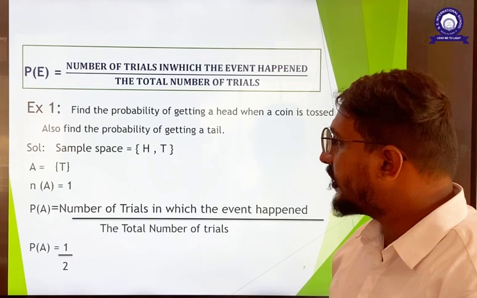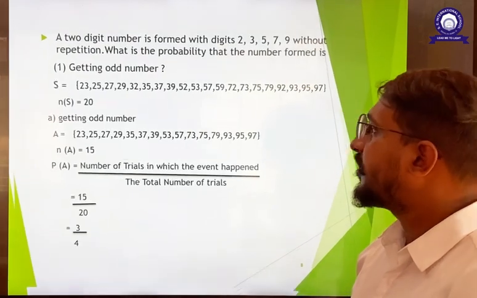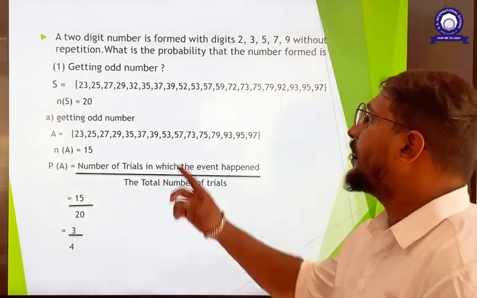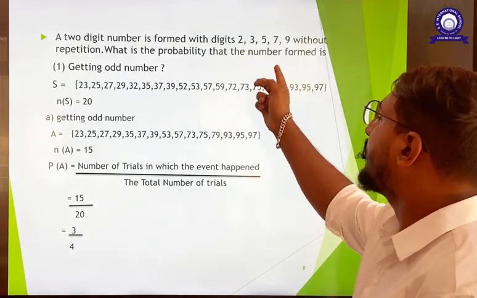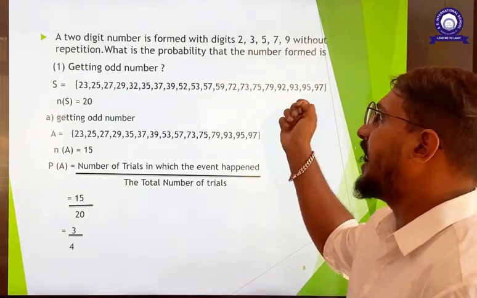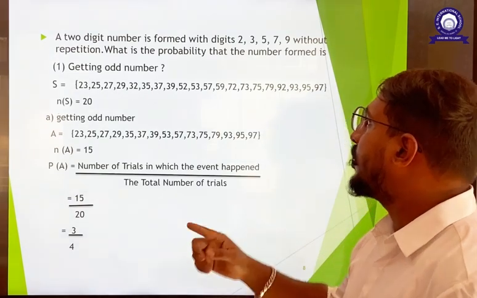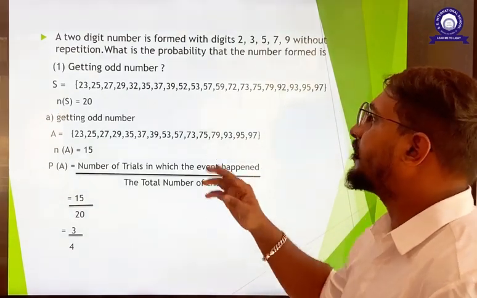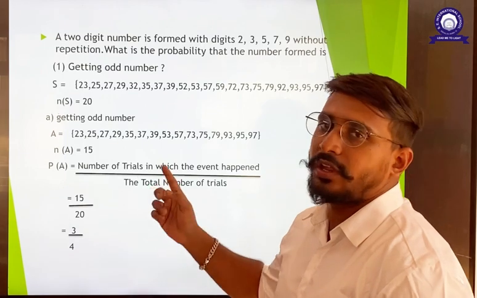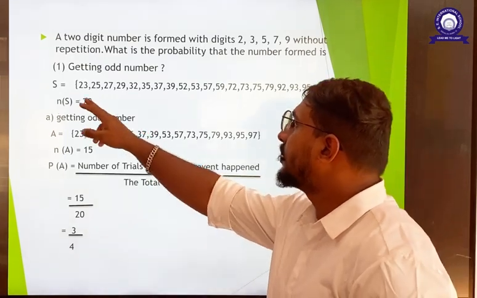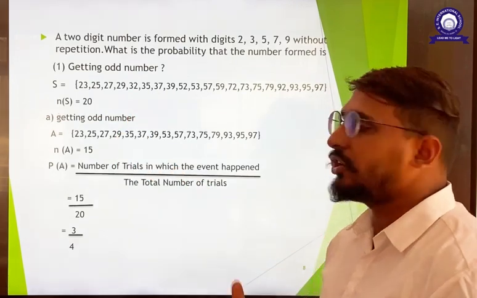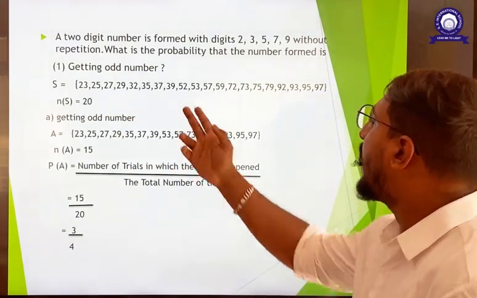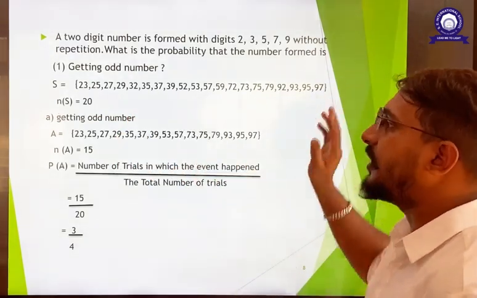This was your first example and this is your second. A 2-digit number is to be formed with digits 2, 3, 5, 7, 9, without repetition. What is the probability that the number formed is an odd number? So here we have formed the sample space: 23, 25, 27, 29, 32, 35, and continuing till 97.